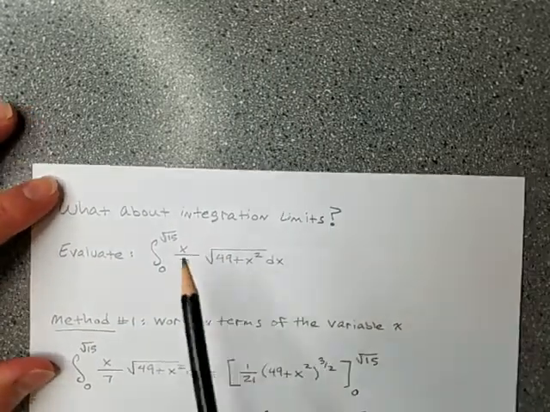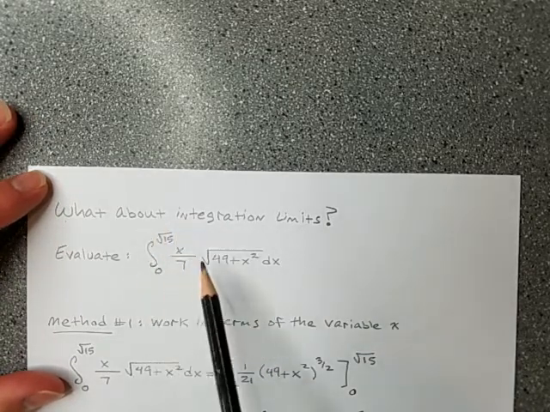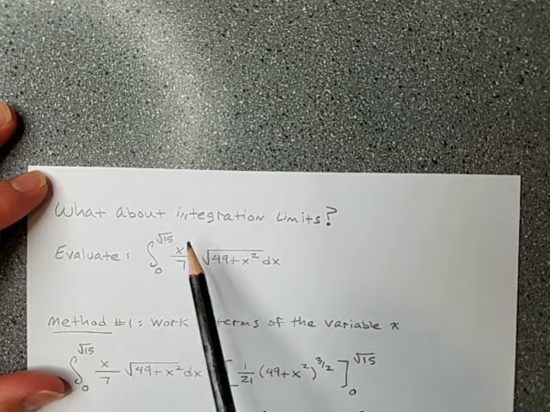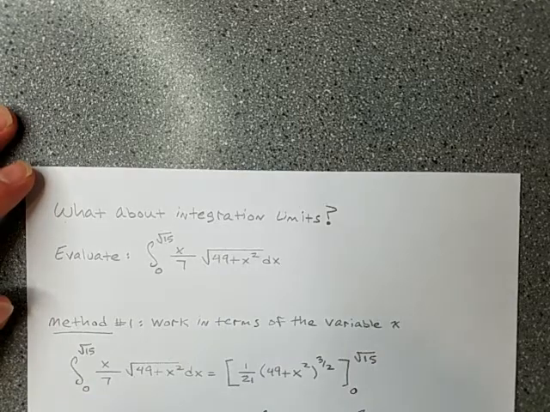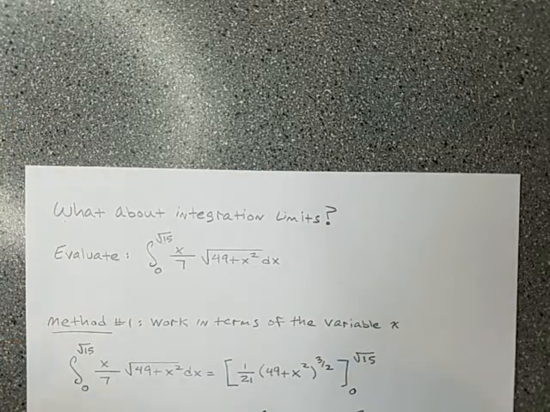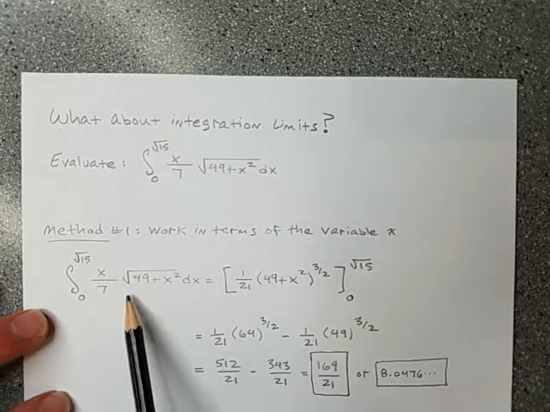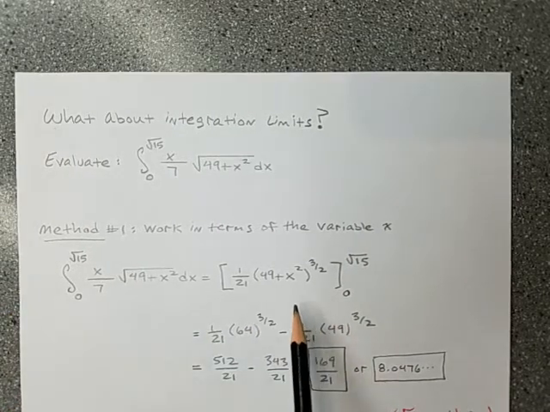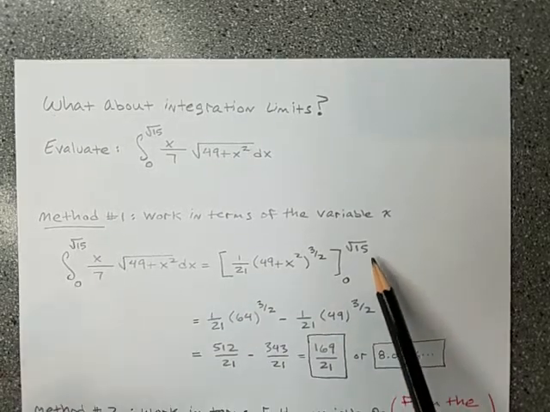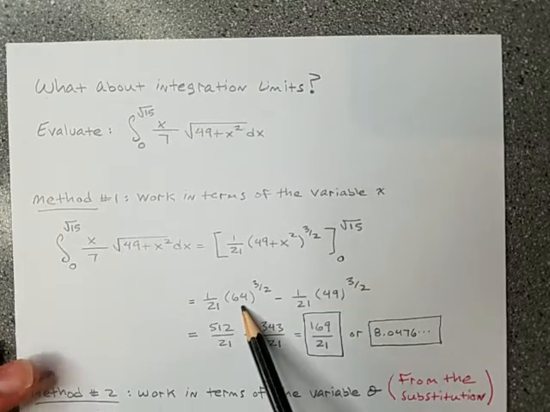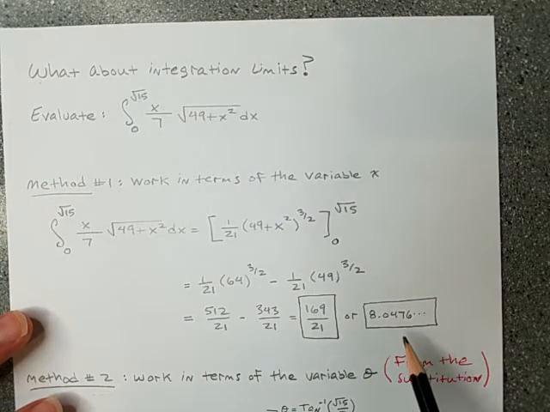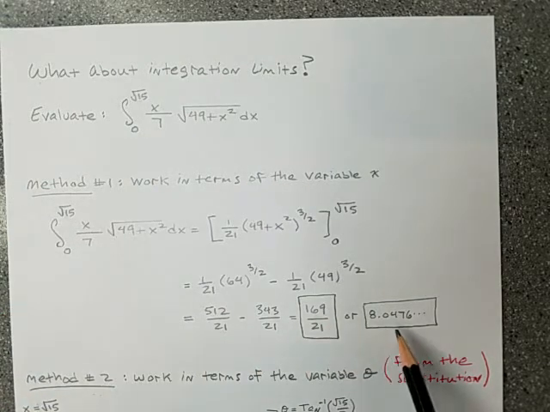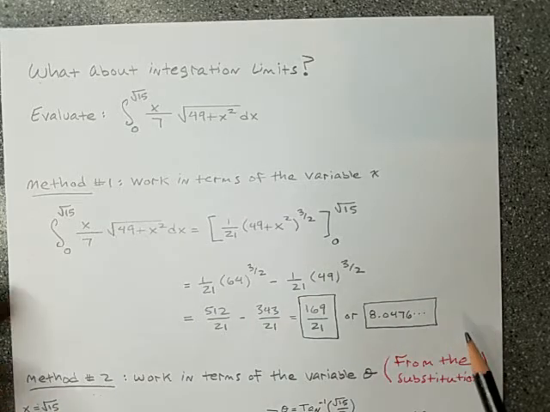So let's say that we encounter a problem like this. It's a definite integral. The definite integral from 0 to root 15 of x over 7 root 49 plus x squared dx. That's the problem we just did. So there are two ways that you could do that, all right? You can take the antiderivative that we found when we just did the problem, which is this, and put the bounds in. Put root 15 in, you get 64, you get 49 if you put 0 in, and just do the math, all right? You'll get 169 over 21, or if you want a decimal, 8.0476.